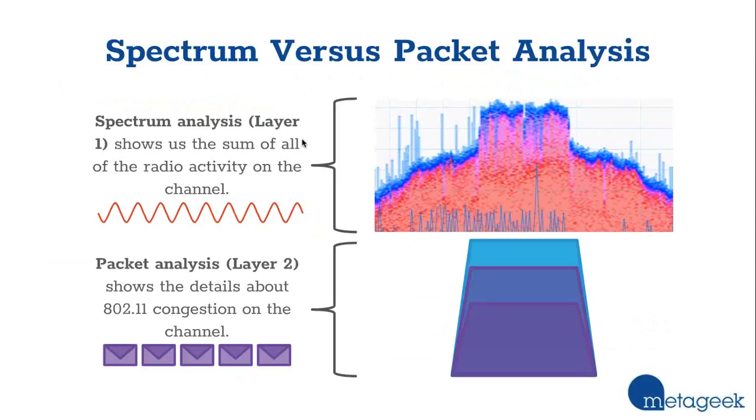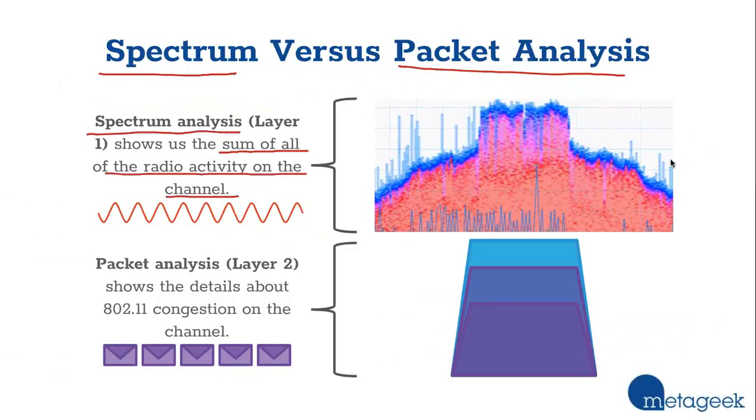Here's kind of a comparison between what you see with spectrum analysis versus packet analysis. With a spectrum analyzer, it's going to show us the sum of all of the radio activity on that channel. If there's 2 Wi-Fi devices, and they're each causing 50% utilization on that channel, then with a spectrum analyzer, we'll see 100% utilization on that channel. Now, we can't tell those 2 devices apart. We just know that there are some devices or one device or more devices, and they are causing 100% utilization on that channel respectively. With a packet analyzer, we're going to be able to actually split that up.